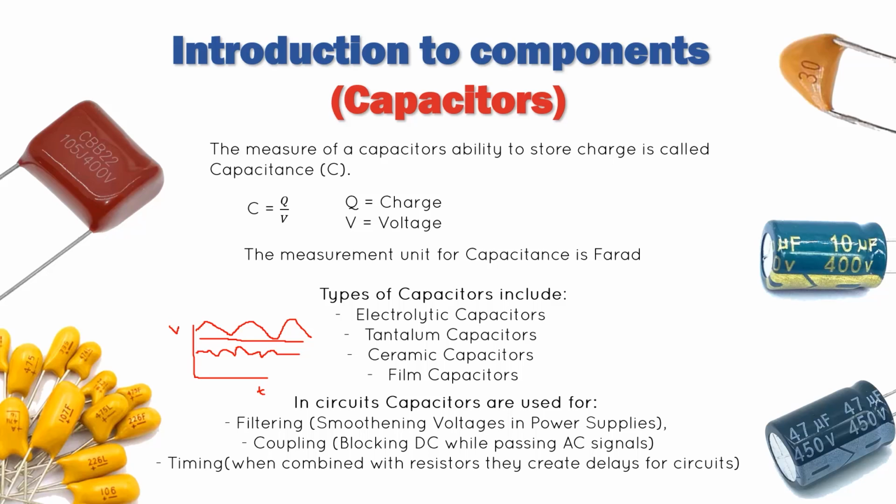Then we have coupling. We use them to block DC voltages and to pass AC signals. This happens because they resist change in voltage. Then timing: we combine them with resistors to create delays for circuits. So we could use them to create timing signals for circuits.